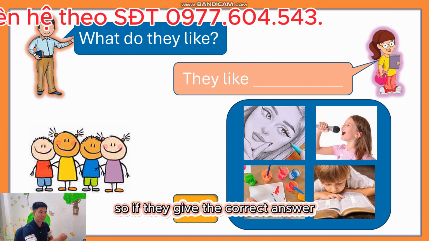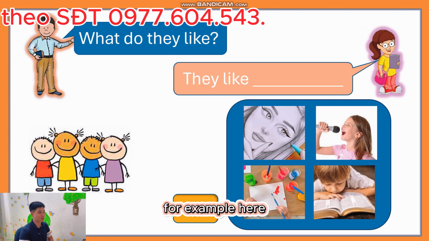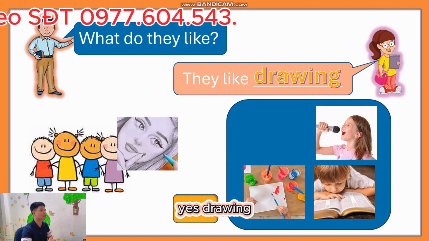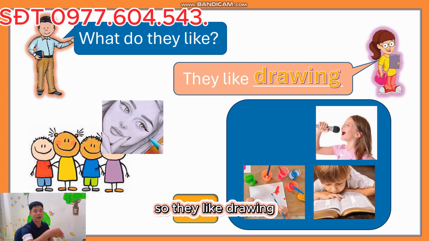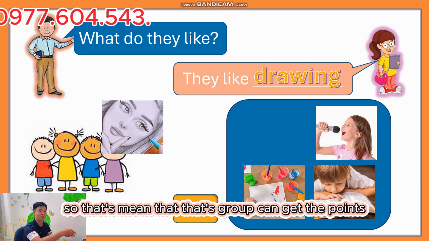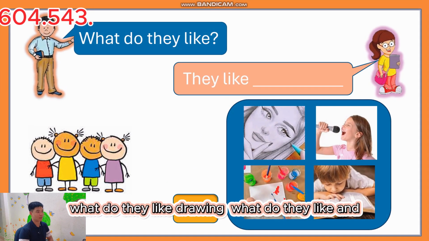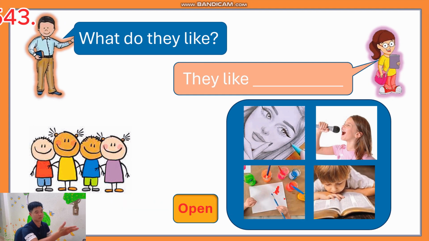So if they give the correct answer, they can get the points for their group. For example, here, yes, drawing. So they like drawing. Which group has the drawing? That means that group can get the points. Yeah. What do they like? Yes, what do they like?